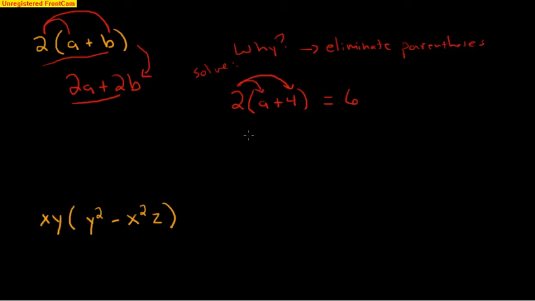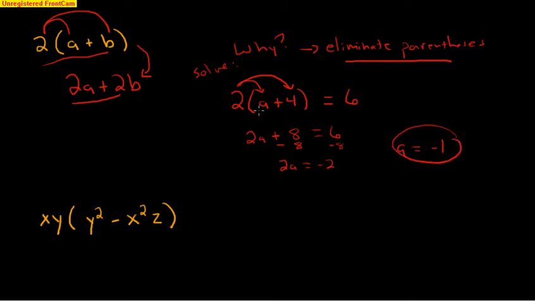So I distribute through, and I've got 2a plus 8 equals 6. And now what I've done is I've eliminated parentheses. And now I can keep going and solve the equation. Subtract 8 from both sides. 2a equals negative 2, so a equals negative 1. So I was able to solve that by eliminating the parentheses, and that's going to be important later on, to be able to eliminate parentheses sometimes.